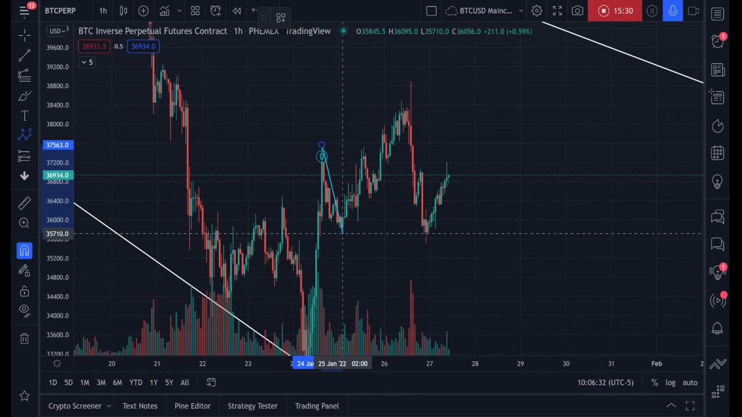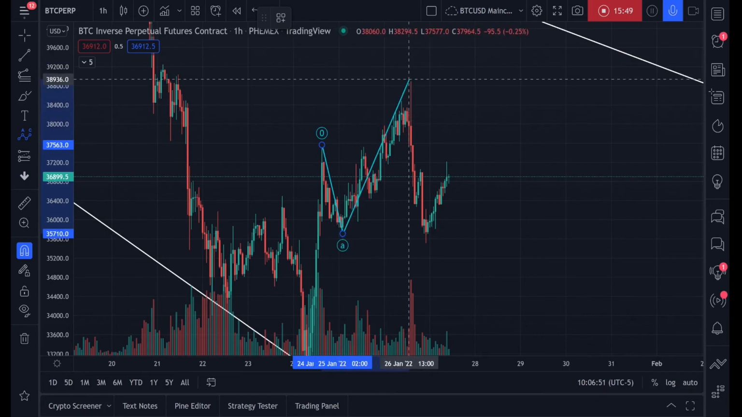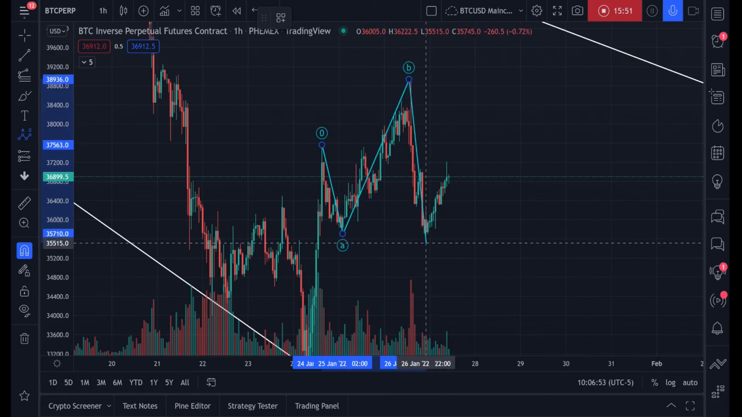I would say you're better off sitting this one out and just laddering in on your shorts if you think that indeed we're in a larger downtrend. Ladder in on your shorts. Don't try to trade the chop, because this is chop, my friends. Say what you want, but this is chop.